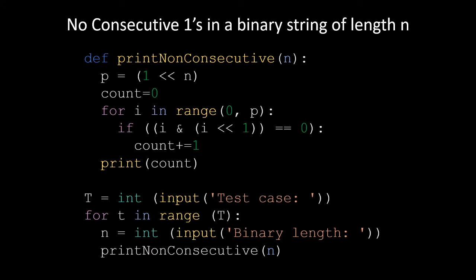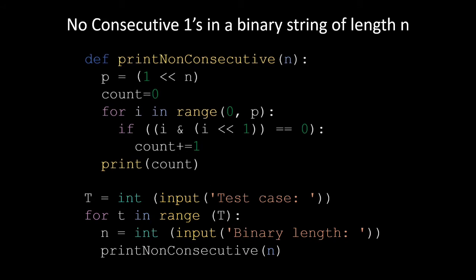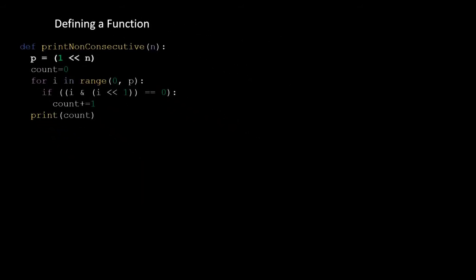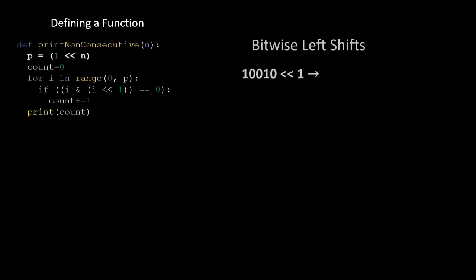So first I'm defining a function. I named it print no consecutive as the function name. Then introducing a variable p that is equal to 1 bitwise left shifted by n places, and initializing a count from 0. I will explain the variable p, that is 1 left shifted by n places.